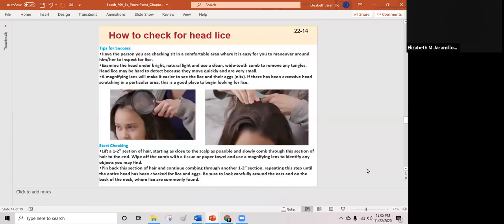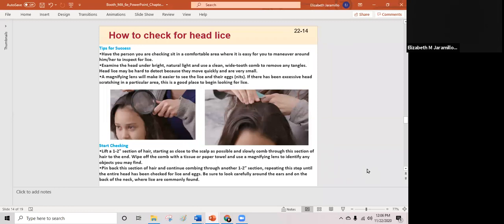So if we were to check for head lice, these are some tips for success. You always want to have the person you are checking sit in a comfortable area where it's easy for you to maneuver around him or her to inspect for lice. Examine the head under bright natural light and use a clean wide-tooth comb to remove any tangles. Head lice may be hard to detect because they move very quickly and they're really small. A magnifying lens or glass will definitely make it a little bit easier to see the lice and their eggs, which are called nits.